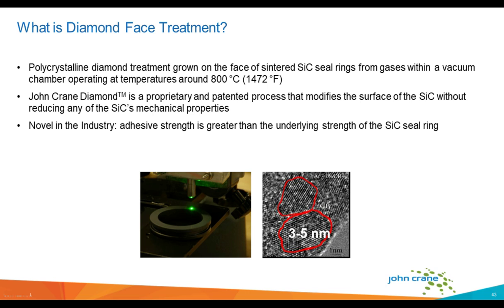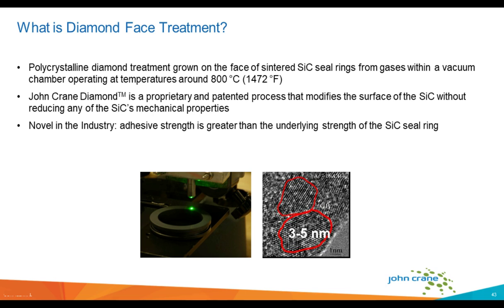It's a surface treatment where polycrystalline diamond is grown on a mechanical seal ring. We utilize sintered silicon carbide rings for the majority of applications. There are some other hard face materials that could potentially be used, but the majority is going to be sintered silicon carbide.